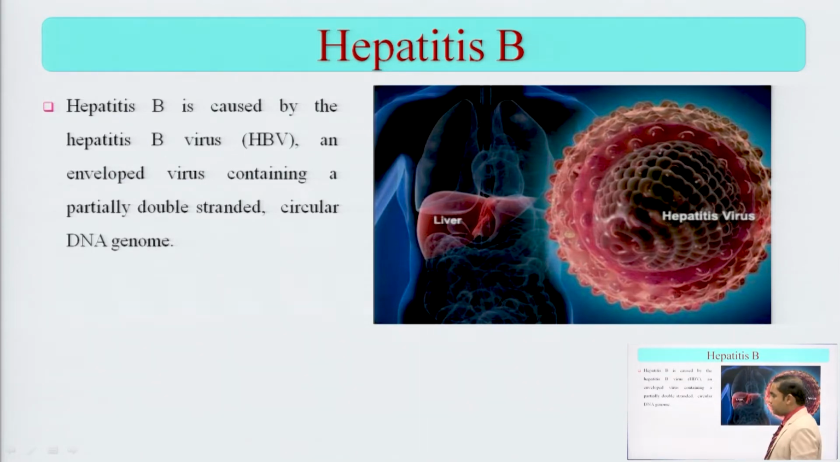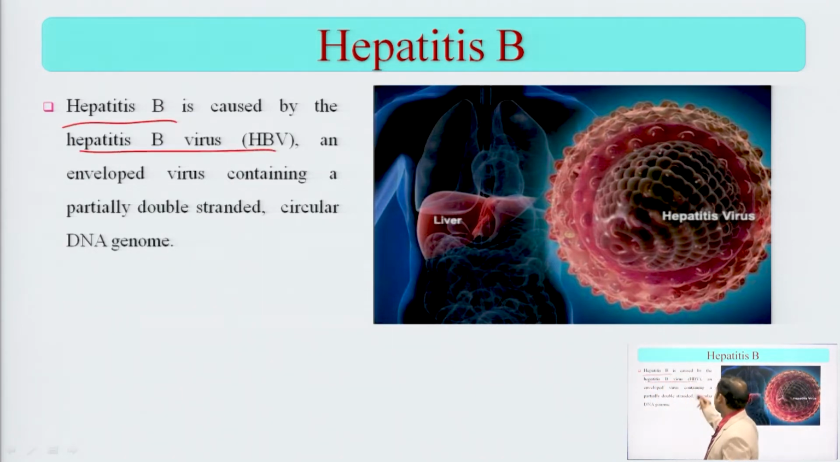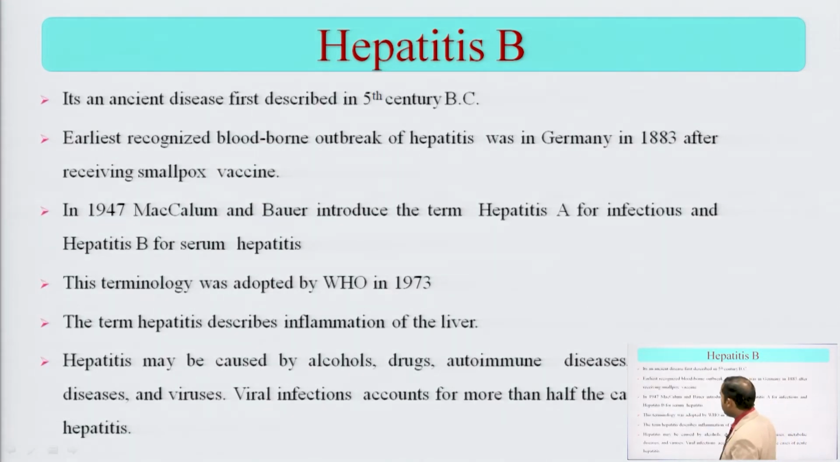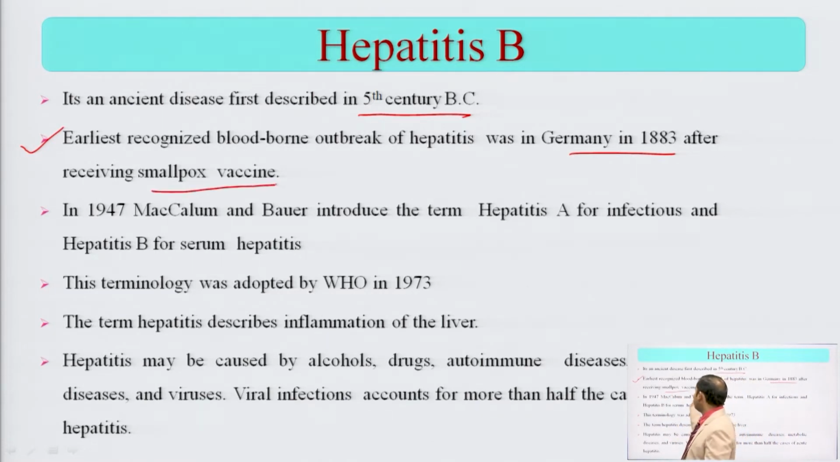Now, this virus is attacking our liver. Hepatitis B is a disease caused by the hepatitis B virus, an enveloped virus containing a partially double-stranded circular DNA genome. It is an ancient disease, described in the 5th century BC. Can you imagine how old this virus is? The earliest recognized blood-borne outbreak of hepatitis was in Germany in 1883, after receiving the smallpox vaccine.